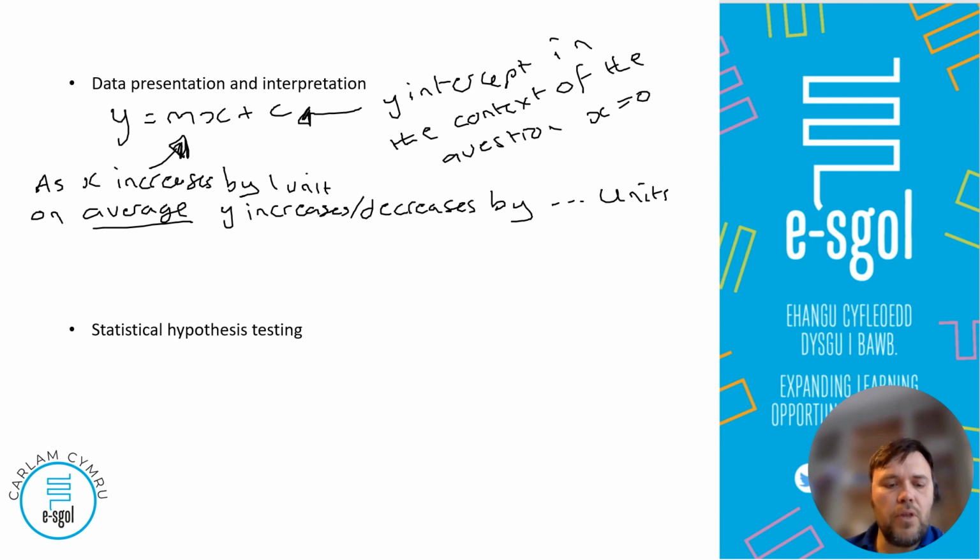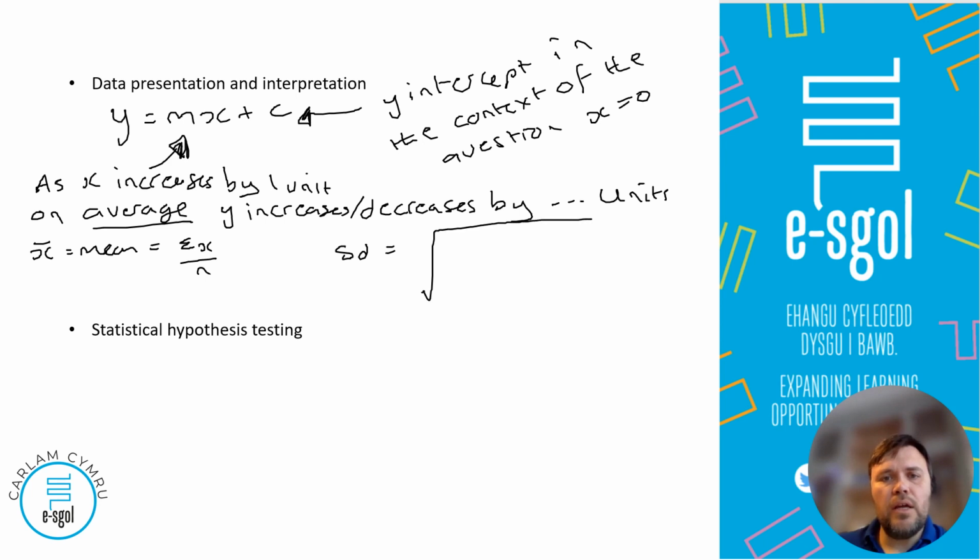Then we also have the standard deviation, which you're going to have to calculate. x bar is equal to the mean, and you would calculate that as sigma x over n. The standard deviation formula is the square root of sigma x squared over n minus x bar all squared. When you have this value, the standard deviation is the central spread, and I want you to talk about that spread.